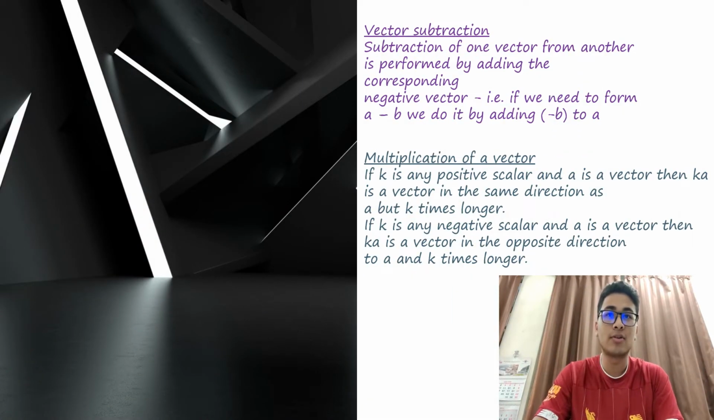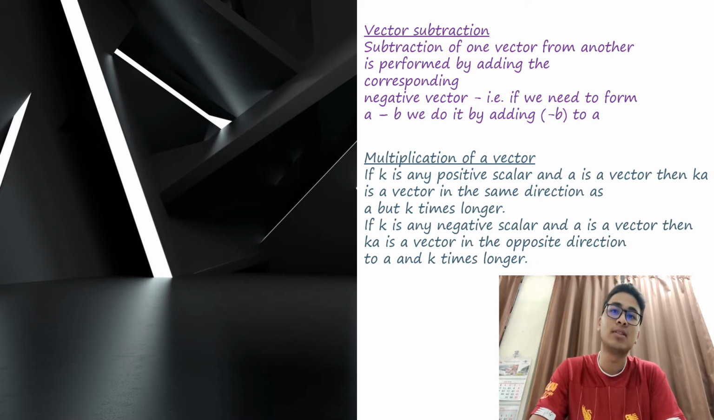So now we will have a look at vector subtraction. Subtraction of one vector from another is performed by adding the corresponding negative vector. For example, if we need to form a minus b, we do it by adding negative b to a.